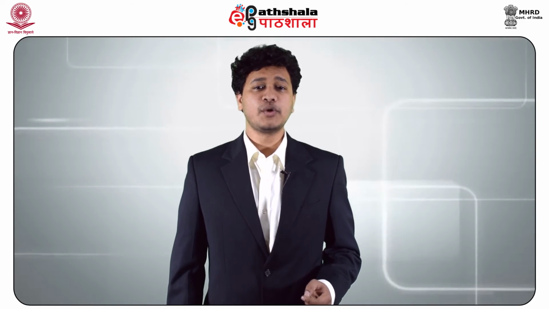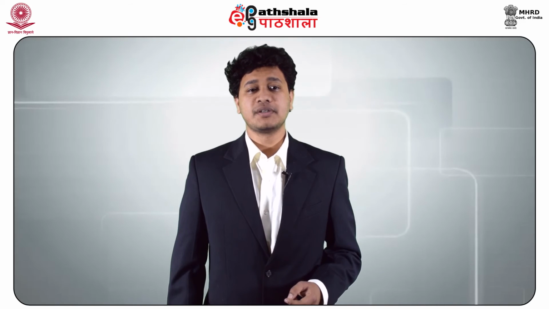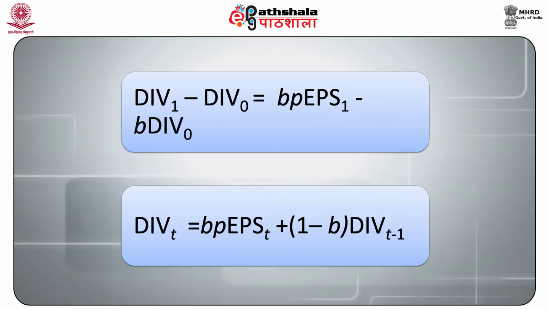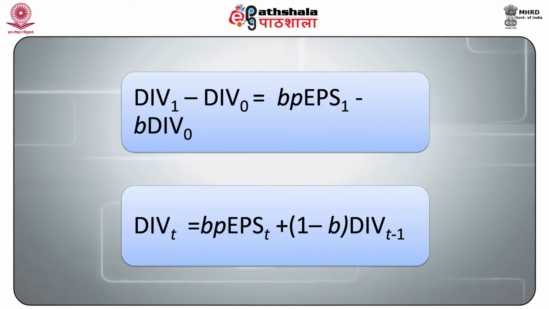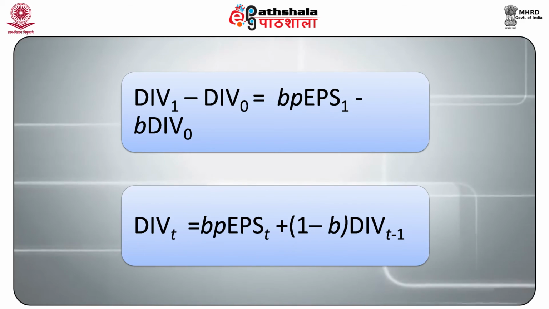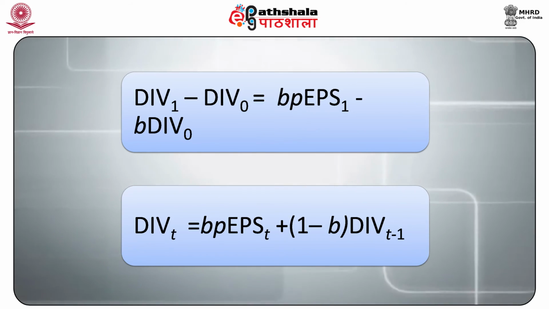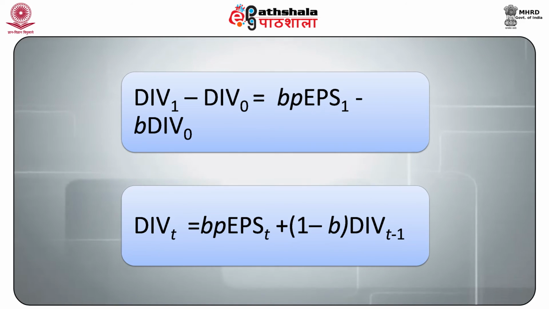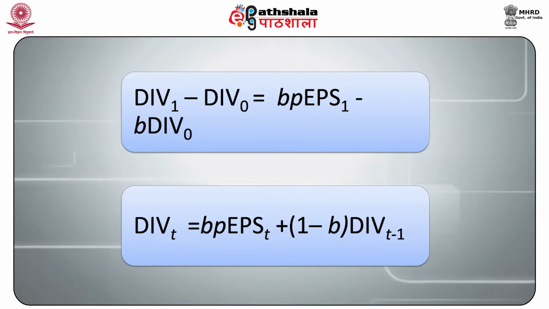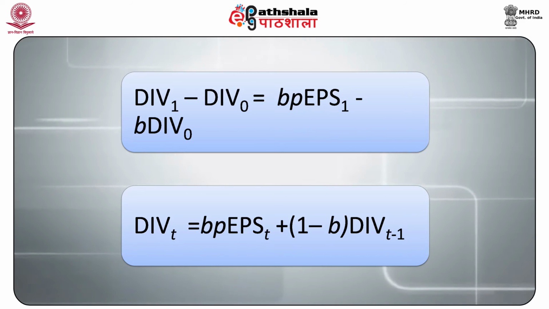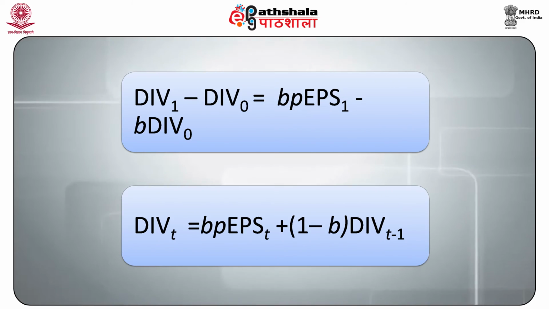Lintner gave the following formula to incorporate the speed factor of adjustment: dividend in the year minus dividend in the previous year equals B into P into EPS of the first year minus dividend of the previous year. That is, dividend of this year minus dividend of previous year is equal to B into P into EPS of this year minus B into dividend of the previous year, where B is the speed of adjustment and P is the target payout ratio. The equation implies that firms set their dividends as per the levels of current earnings. The current dividends not only depend on the current earnings but on dividends of the past year also.